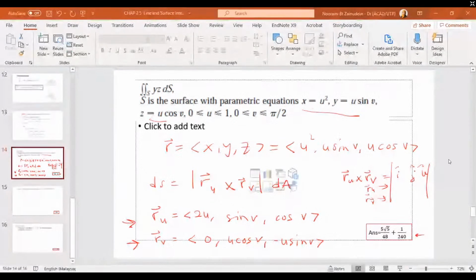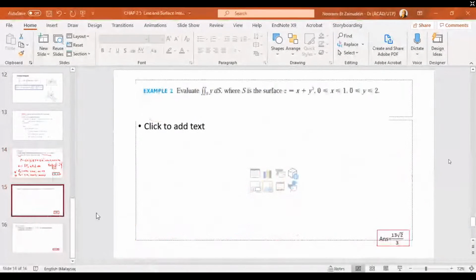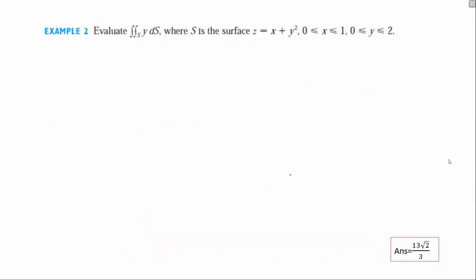Okay. So then we have another example. Evaluate the double integral of y with respect to the surface integral, where S is the surface z equals x plus y squared, and x here from 0 to 1, y here from 0 to 2.